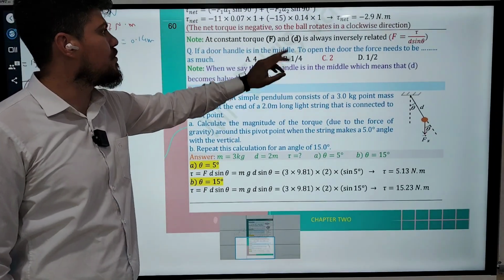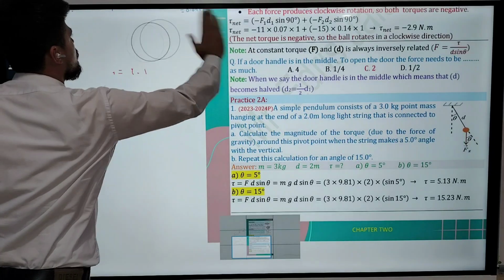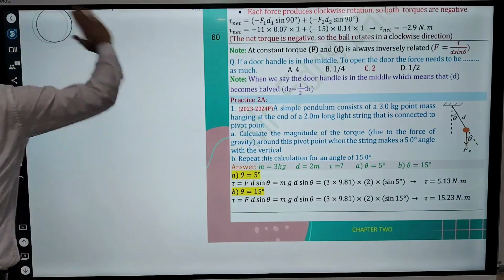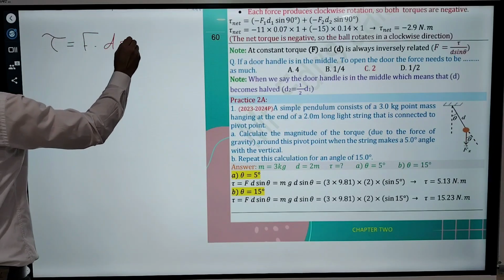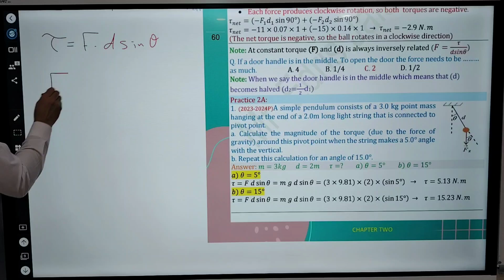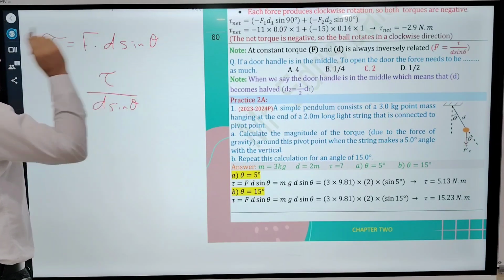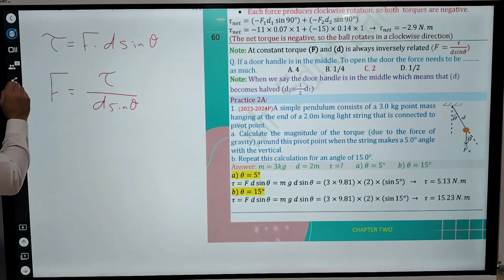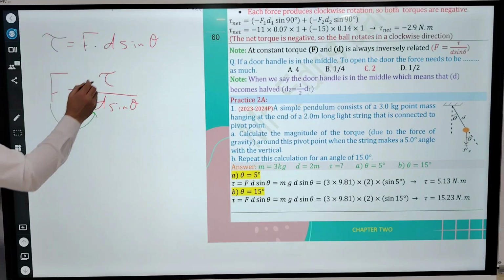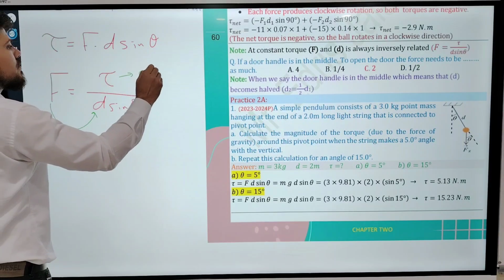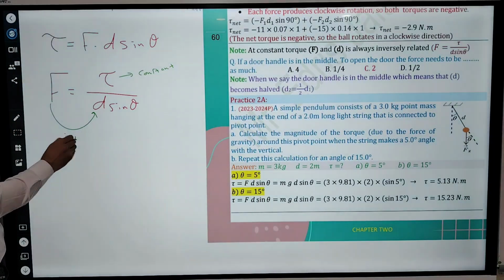At constant torque, force and D are always inversely related. So according to the equation of the torque, torque is equal to what? Torque is equal to F D sine theta. F is equal to what? F is equal to torque divided by D sine theta. What is the relation between force and distance at constant torque? Be careful. When torque is constant, what is the relation between force and D? It is inversely proportional.